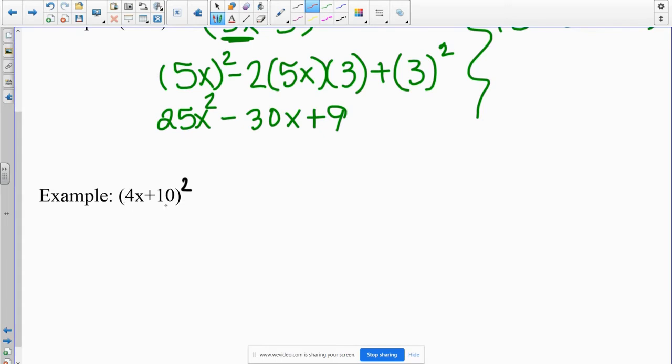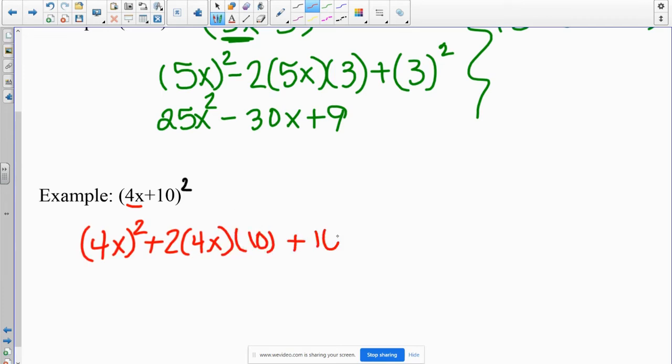So we have 4x plus 10 squared. So if we go through our steps, we're going to take the first term and square it. So 4x squared, plus, because it's the sum, 2 times the first term times the second term, or the last term. And then we're going to add the last term squared. So 4x times 4x is 16x squared plus 2 times 4 is 8 times 10 is 80x plus 10 squared is 100. So to me, once you know that pattern and you get used to it, that special case really does make it more efficient for me. Then I don't have to take so long to solve them.